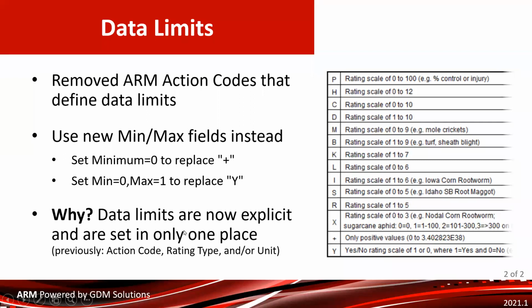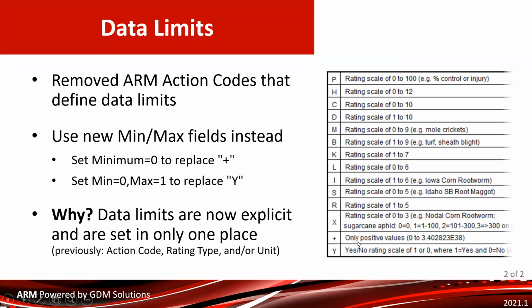And really the reason we did this is because there were a couple of different places where you could have a rating limit defined. And it wasn't always obvious and clear how that would happen. So previously, between the ARM action codes, some rating types and some rating units could all potentially have a data limit defined. So we wanted to eliminate that and make it really simple and clear. That's just that one spot to define that.